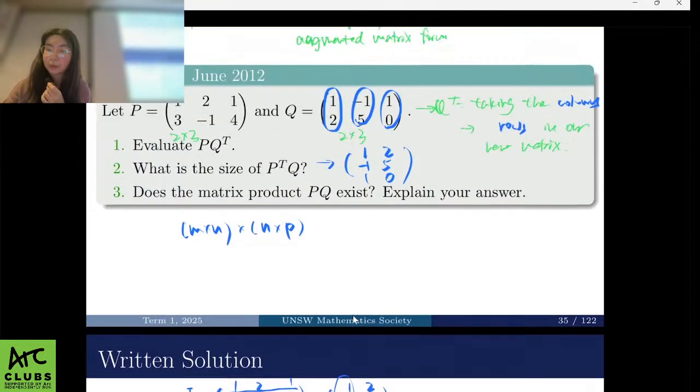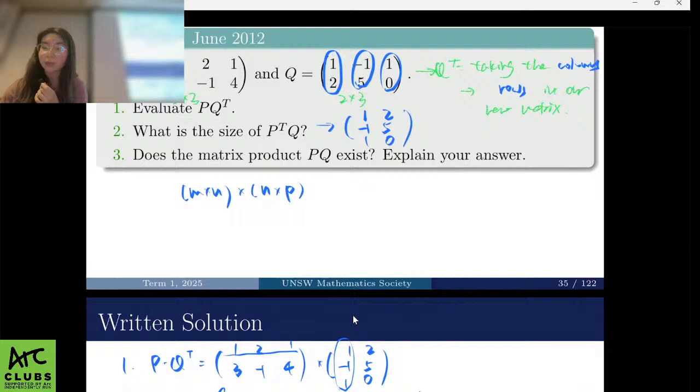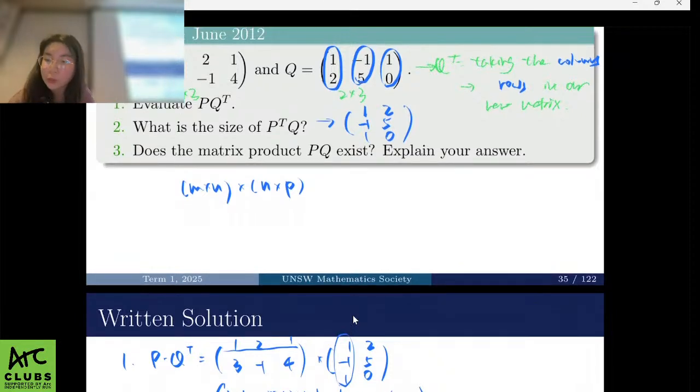And then part 2 of the question is asking us for the size of the transpose of P multiplied by Q. First of all, we have a transpose on the P here, so this is actually not identical to the first question. And also, by the way, if we swap the positions of P and Q, you're actually going to get a different product. So just be aware of that in matrix calculations. But we want to find the size of transpose of P multiplied by Q. So let's actually notate transpose of P first. Transpose of P should be equal to 1, 3, 2, negative 1, 1, 4.